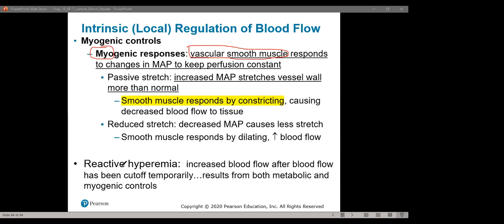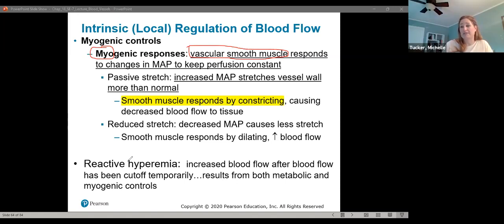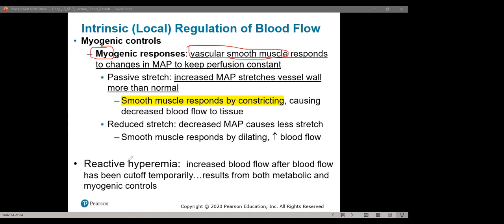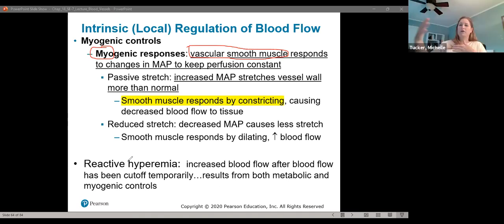Don't worry. I have a question. Yeah. So in the simplest of terms, a metabolic response is going to vasodilate, and a myogenic response is going to vasoconstrict? Usually, yes. Those are the directions that they're going to go, as far as change. And then they'll go back.